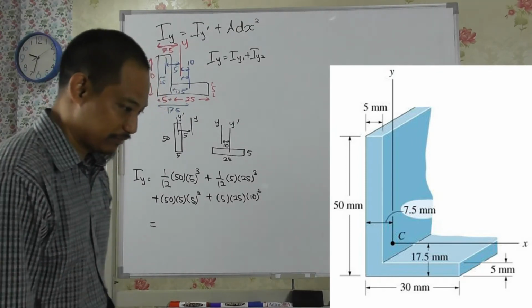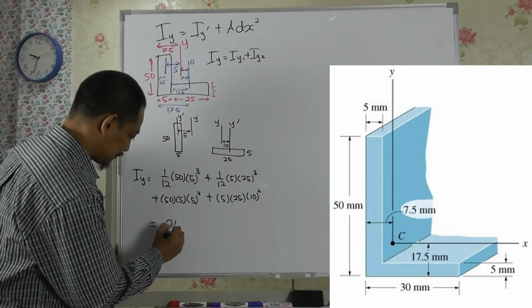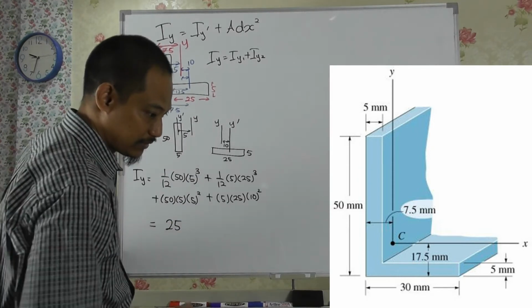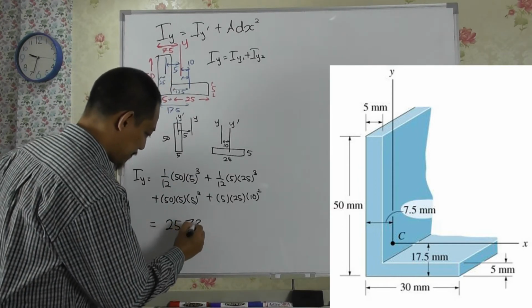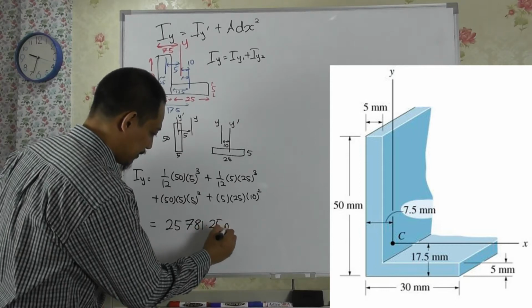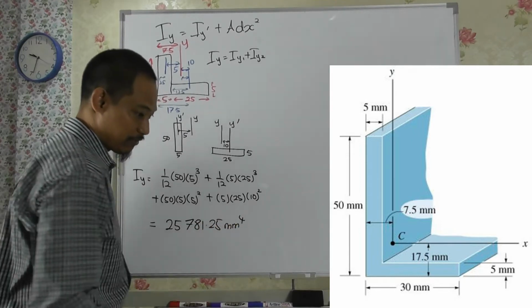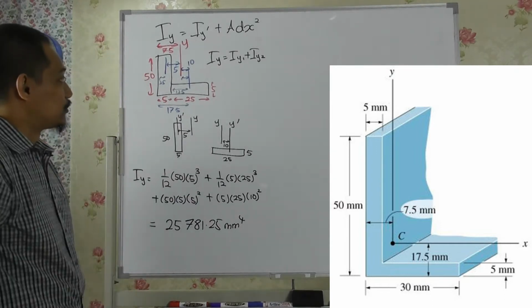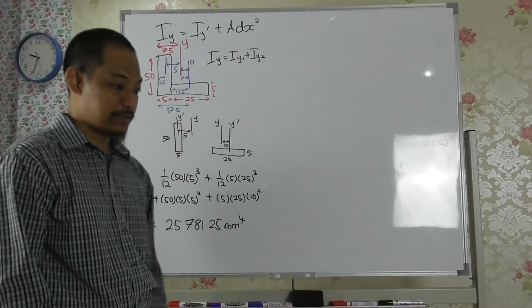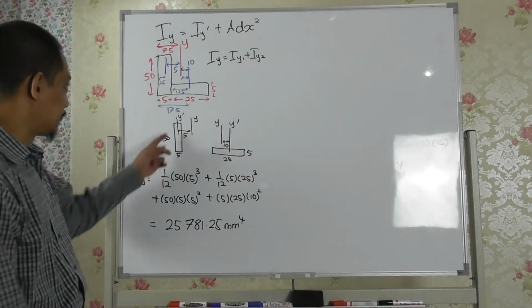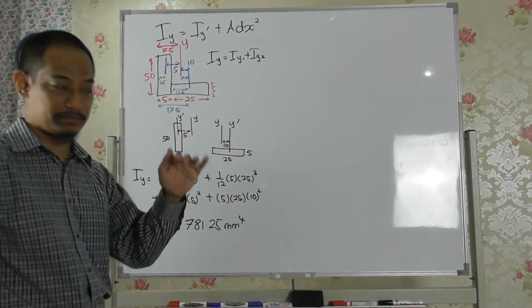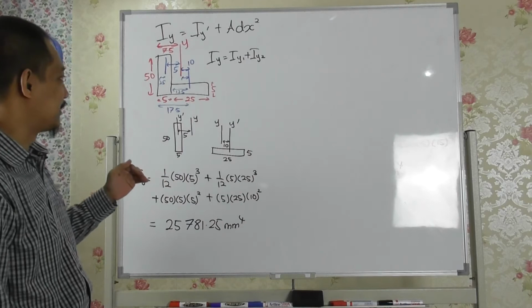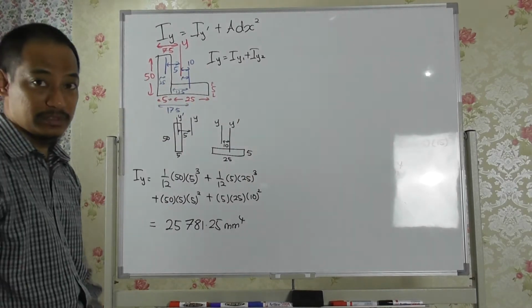So it should be 25,781.25 millimeter to the power of 4. Alright, so again, if you do the calculation by the way that you divide the area the other way, the answer should be the same as well, right?